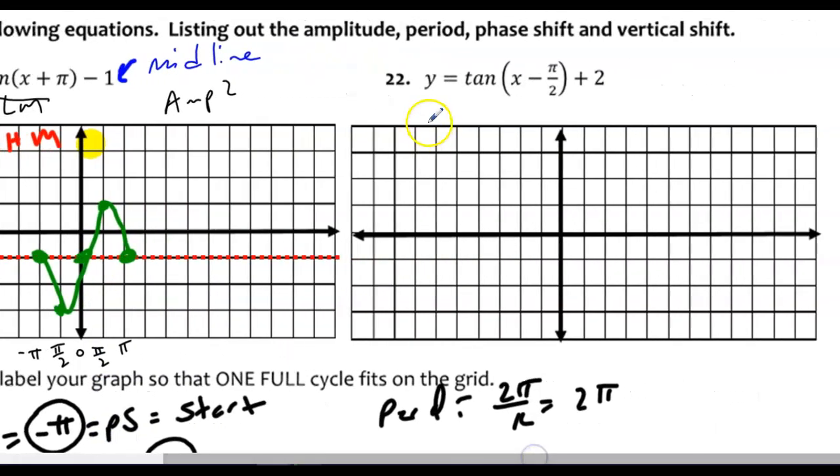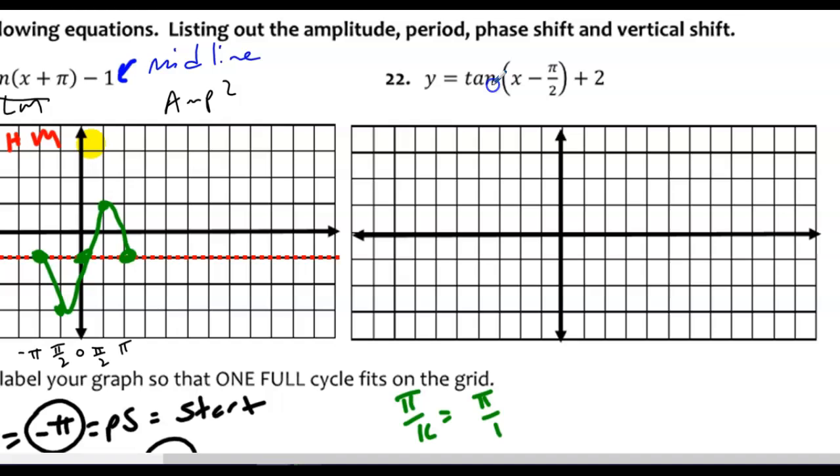All right, tangent. Let's talk about tangent. There's been some confusion, especially in my class. I don't know about other classes, but guys, to find the period for sine, you use 2 pi over k. For tangent to find the period, you use pi over k. So in this case, you're going to do pi over k, where k is 1. So we do pi over 1 equals pi.